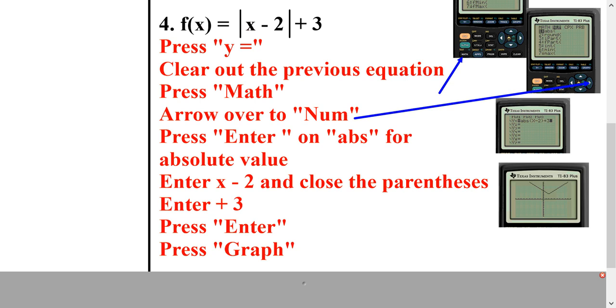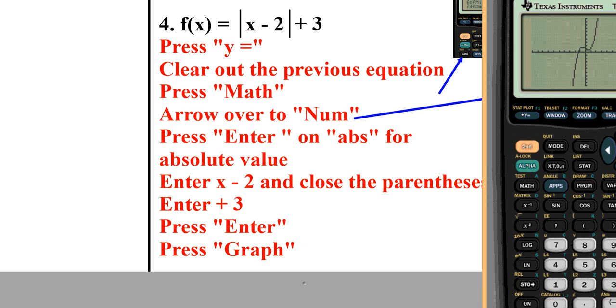Then you'll press enter on that. And then you'll type in the x minus 2. And because the x minus 2 is all that's in the symbol, we would close our parentheses after that to show that that's where the symbols end. And then you would type in the plus 3 and then press enter and graph.